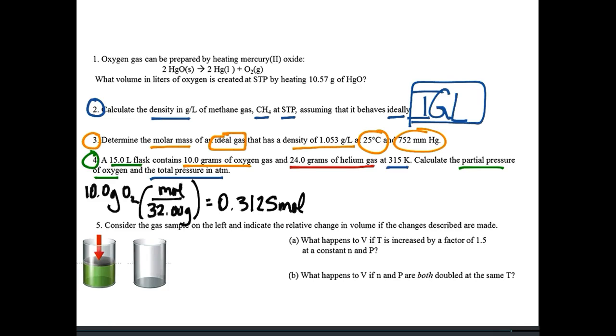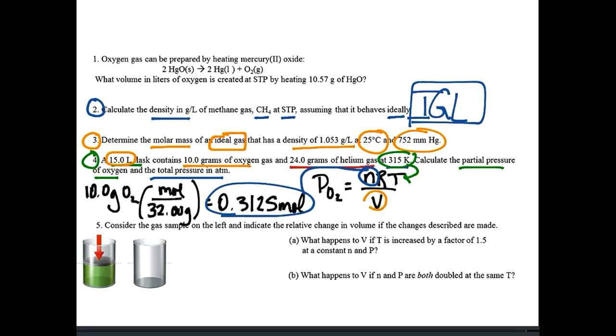Number 4, we have a 15-liter flask containing 10 grams of oxygen and 24 grams of helium at 315 Kelvin. Calculate the partial pressure of oxygen and the total pressure in atmospheres. So the partial pressure of oxygen, we can use the ideal gas law. We're going to convert first the mass of oxygen into moles, which means it's going to be 0.3125 moles. That means the partial pressure of oxygen is going to be equal to nRT over V. N we plug in here, temperature is 315, the volume is 15 liters, and we know R from the equation. So you get 0.539 atmospheres is the partial pressure of oxygen.